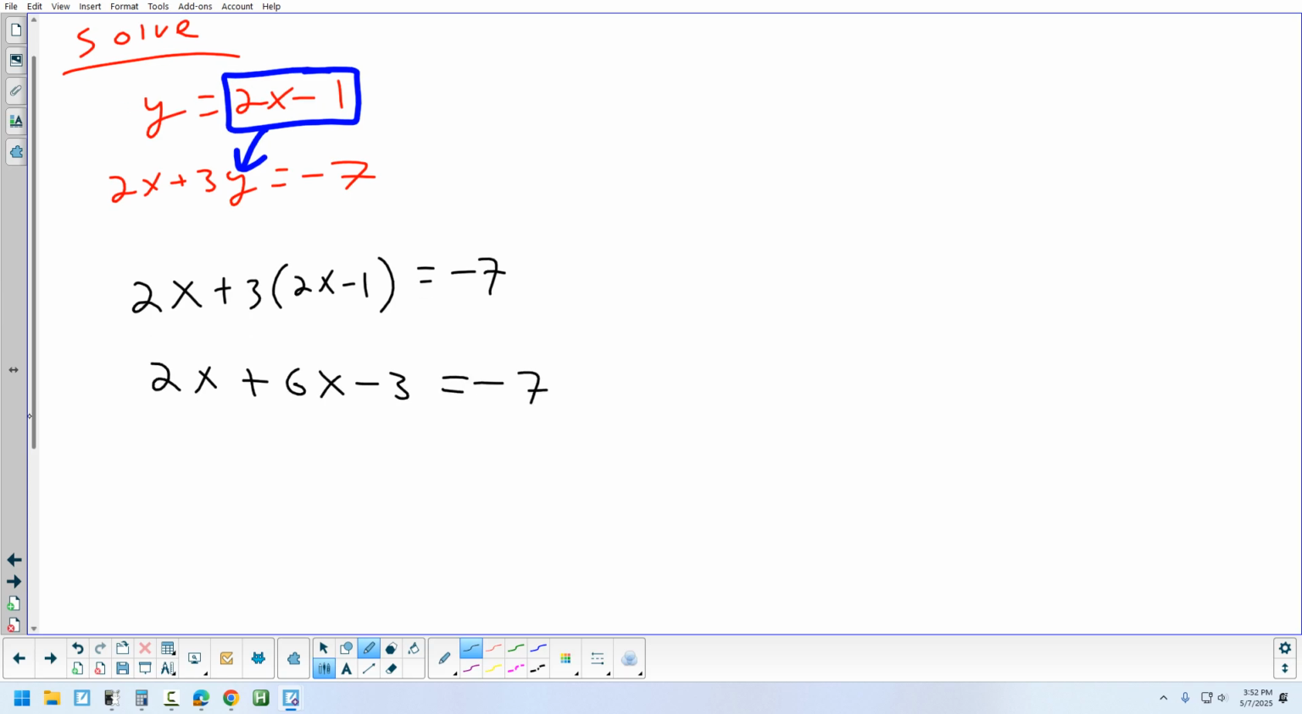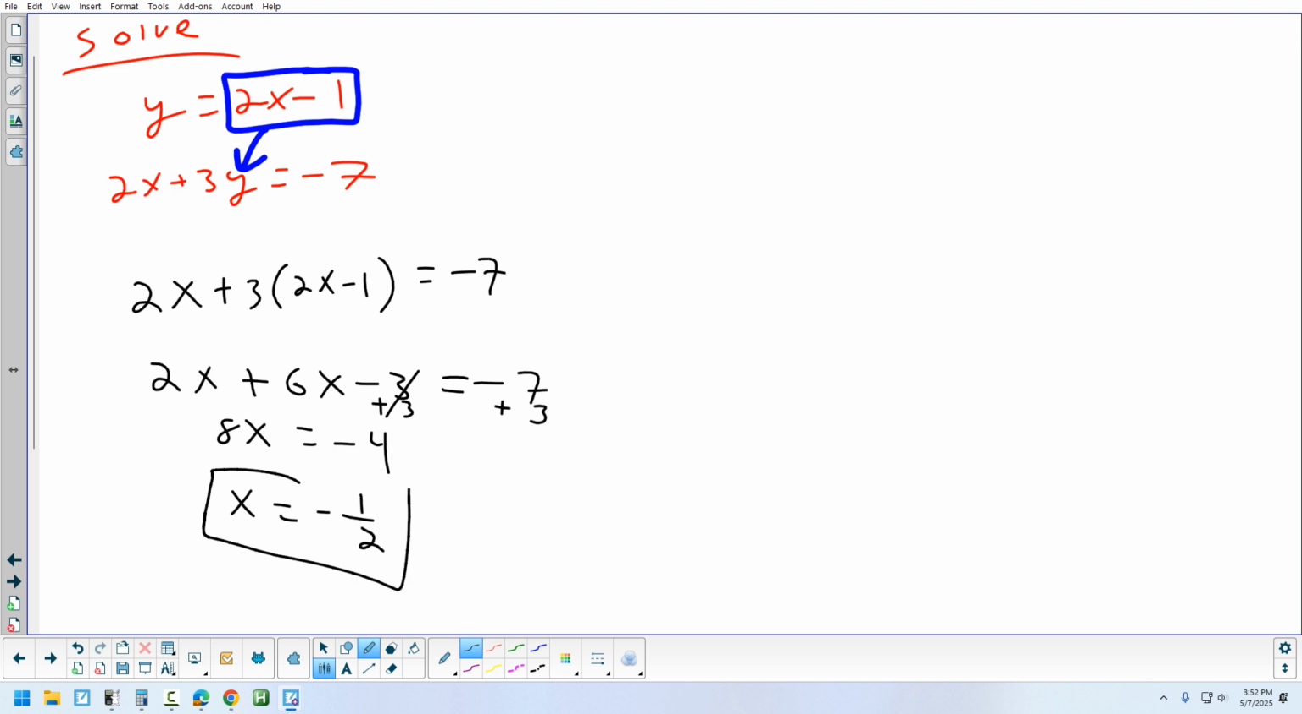All right, what's going to happen next? You can combine like terms and get 8x. And then minus 3 equals negative 7. So we got 8x, and what are you going to do with the 3? Add 3 to both sides. And then you get negative 4. And you can divide by 8, and it'll be x equals negative 1/2. So we got a fraction, but it's not an awful fraction to work with.